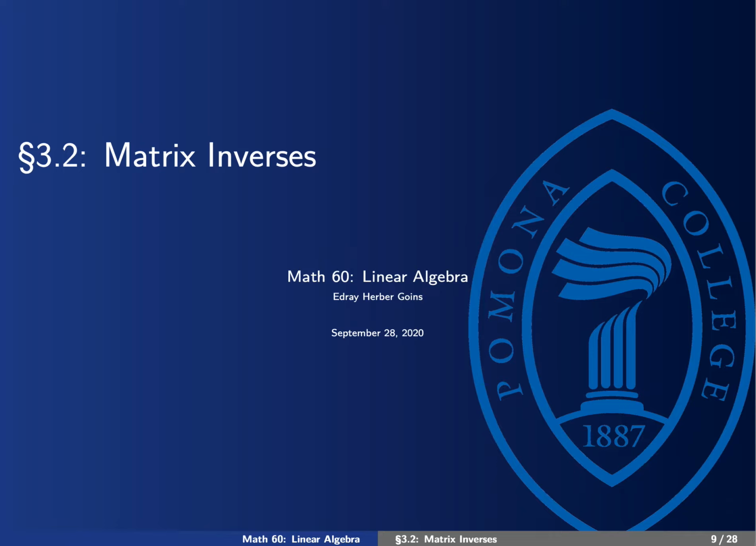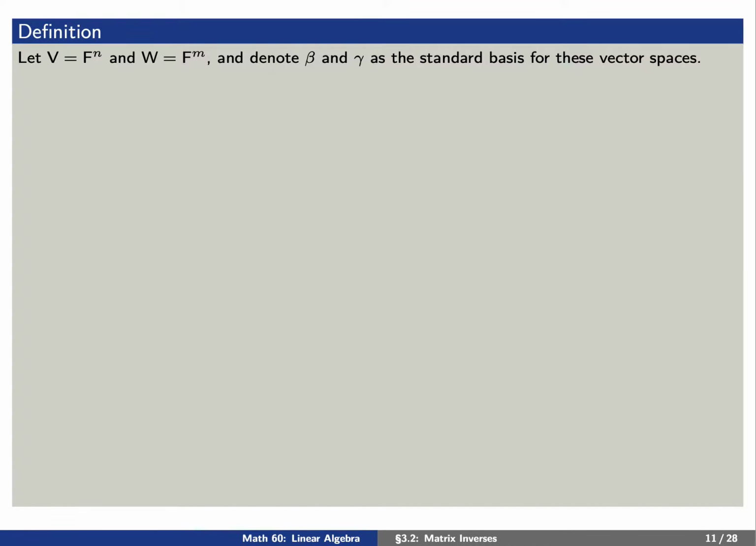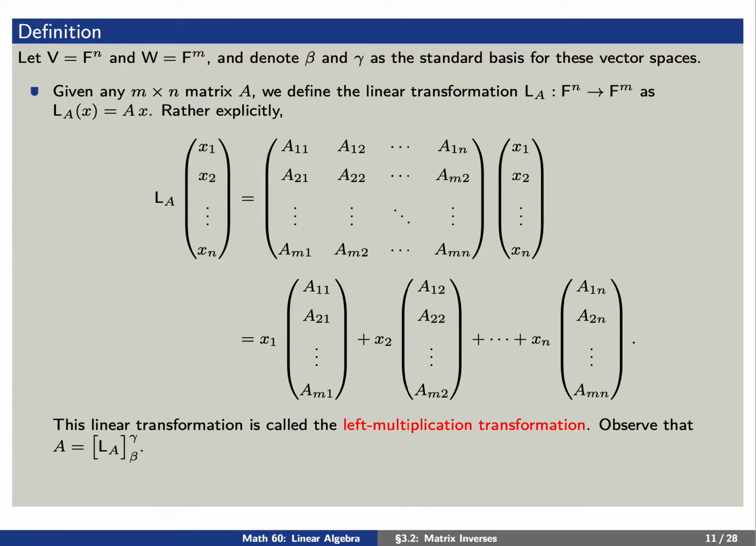Talk about matrix inverses. First, let's review some properties of left multiplication by matrices. Say that V is the collection of n-dimensional vectors and W is the collection of m-dimensional vectors. We'll denote beta and gamma as the standard bases for these vector spaces, respectively. Given any m by n matrix A, we can define the linear transformation L sub A as multiplication by our matrix A. Quite literally, this is the left multiplication transformation.